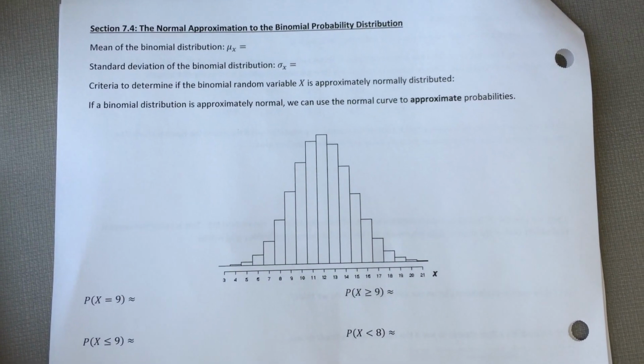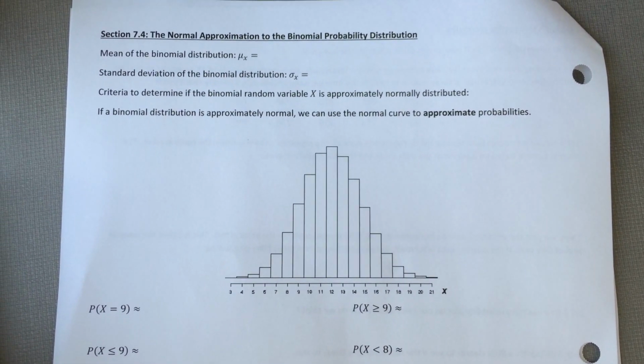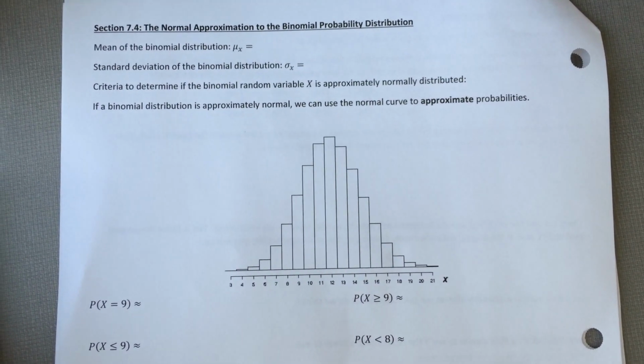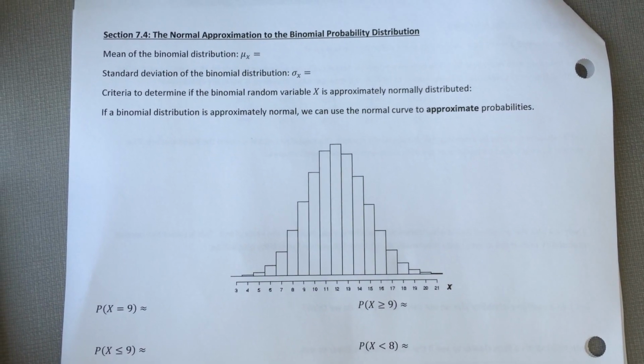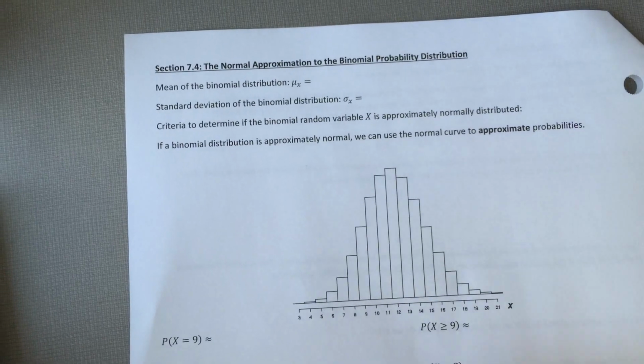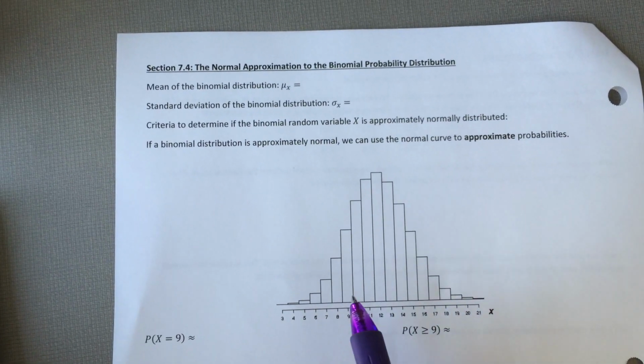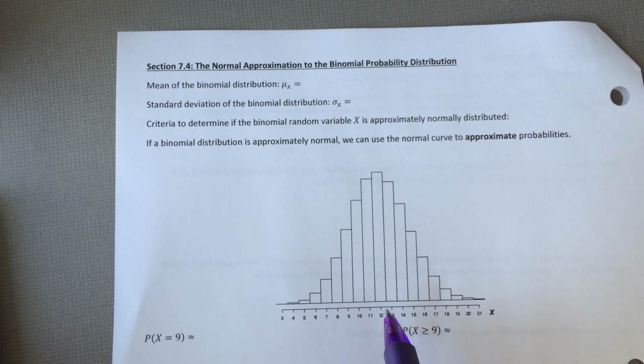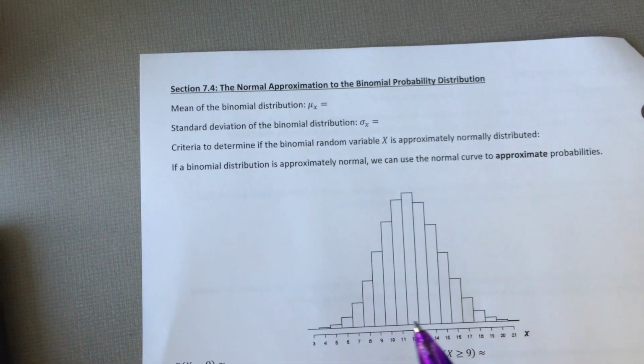We're looking at the normal approximation to the binomial probability distribution. I'm using my phone, so hopefully this isn't too shaky for you guys. But this is the worksheet that I handed out in class. Section 7.3 is on the first page, and section 7.4 starts right here.